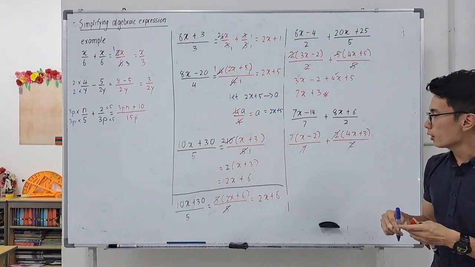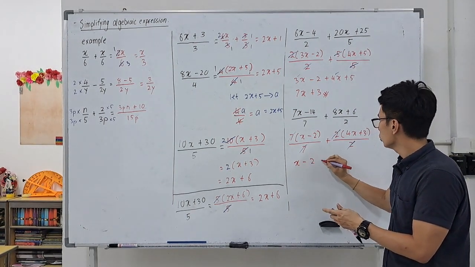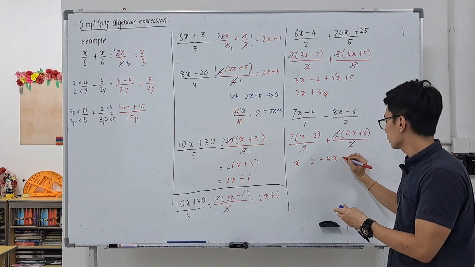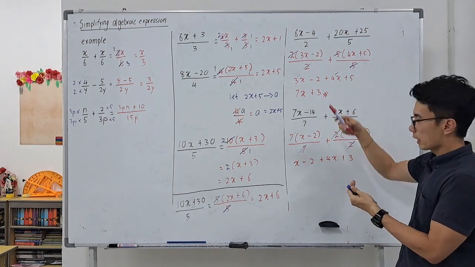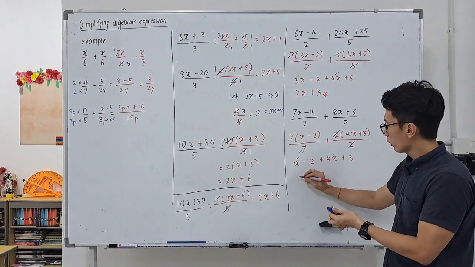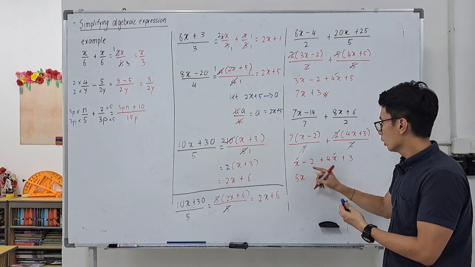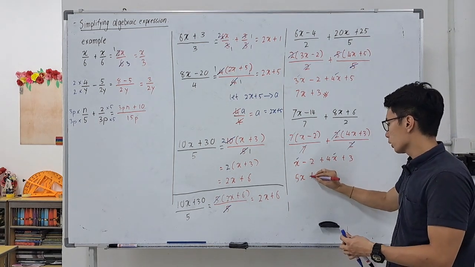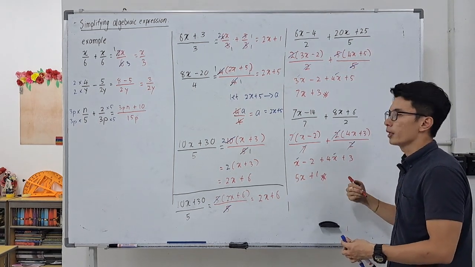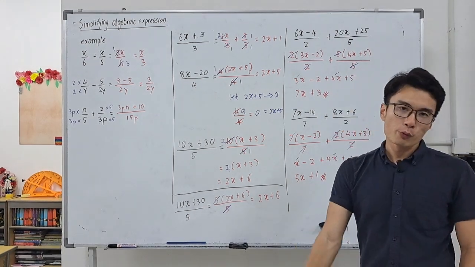divide all this. So what's going to be left over here is x minus 2 plus 4x plus 3. Same thing like above, there are like terms that I can add up. So what do I get over here? x plus 4x, that will give me 5x. Negative 2 plus 3, that will give me plus 1. I'm done. So over here, this is how we simplify algebraic fractions.